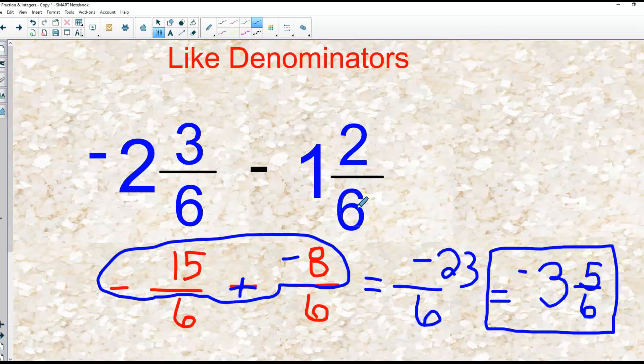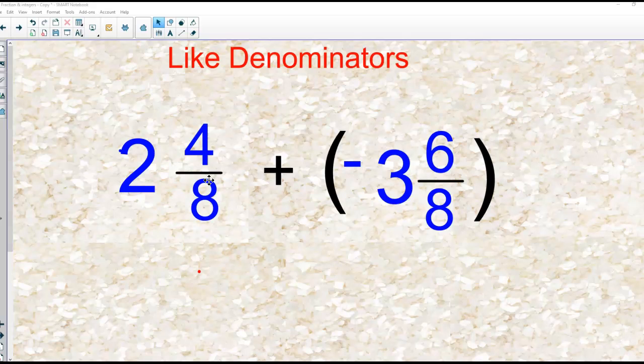Okay, so the difference between this and yesterday is that when we have a whole number, after you have a common denominator, we need to make it improper. That'll save us a lot of trouble down the road. Okay, let's look at one more that has like denominators before we move on.